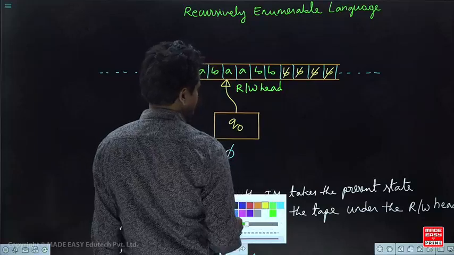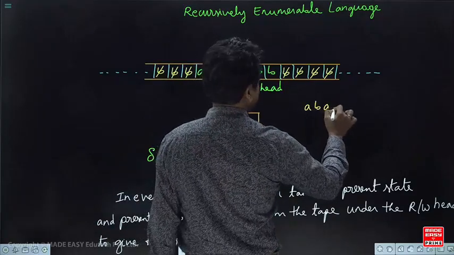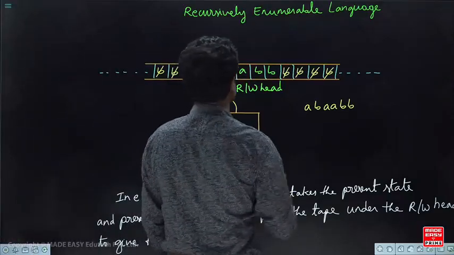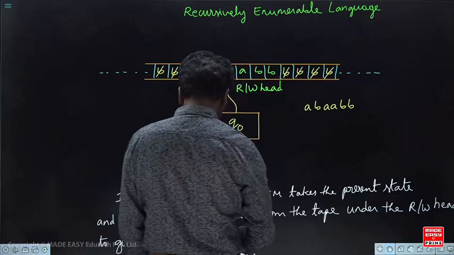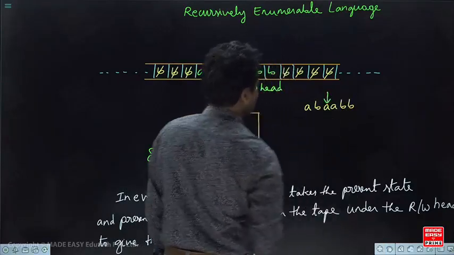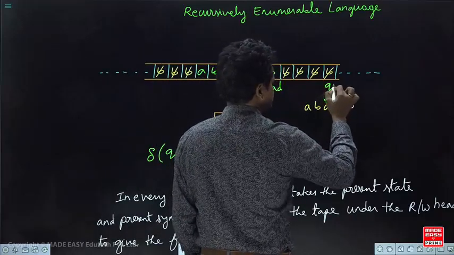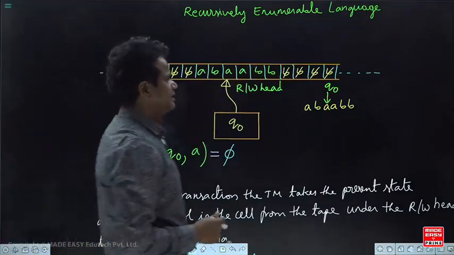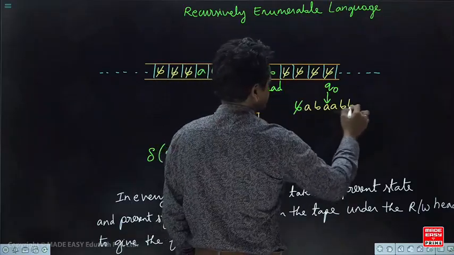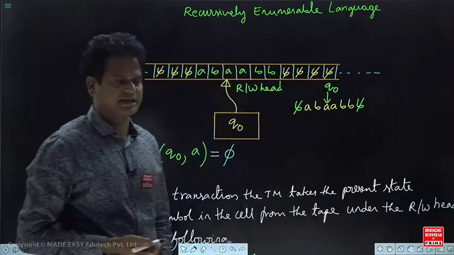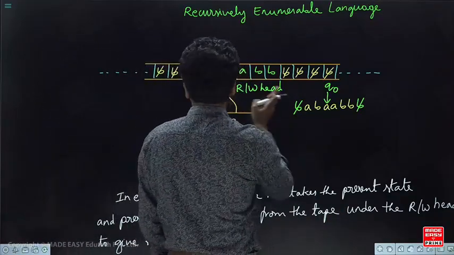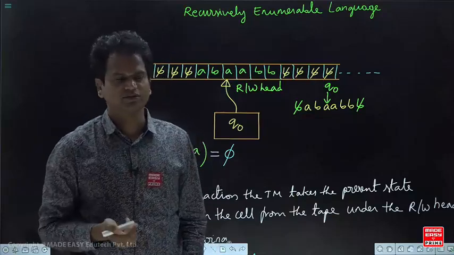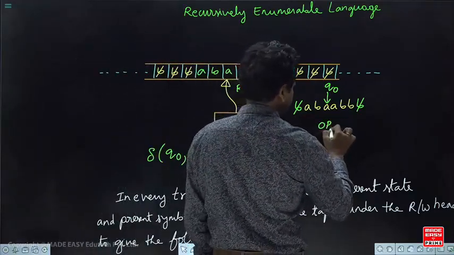We represent the situation like this. A B double A double B is the input string, and the present input symbol is A, this one. What is the present state? Q0 is the present state. This is the way of representing the situation using ID. And before and after you can write the blanks, or you can ignore the blanks. You can write any number of blanks, left side any number and right side any number. But when representing using ID, one blank is enough, and even if you don't write the blanks, there is no problem. Or you can represent it like this also.